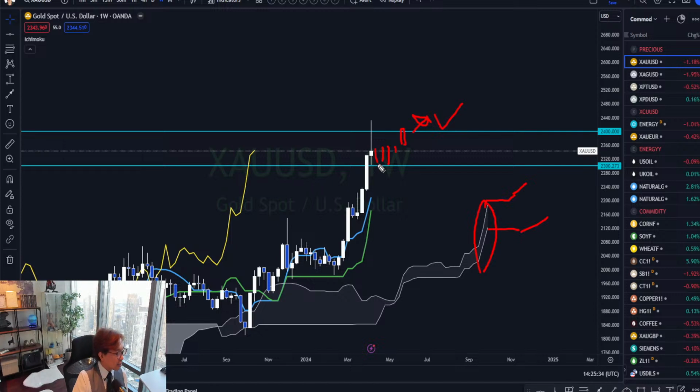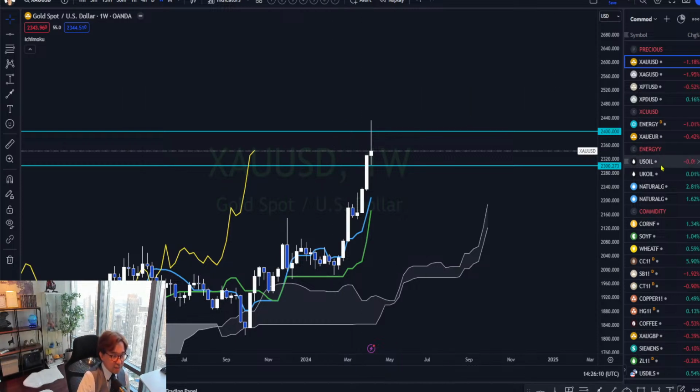so it could retrace to Tenkan Sen or Kijun Sen on the weekly chart. So from here, I think that the market retraces. I have been looking for buying opportunities last week, but I couldn't find any because it was retracing on the daily chart. And on the daily chart, it slightly broke the support. So my feeling is that it continues to retrace. So gold is not a good timing to buy right now.